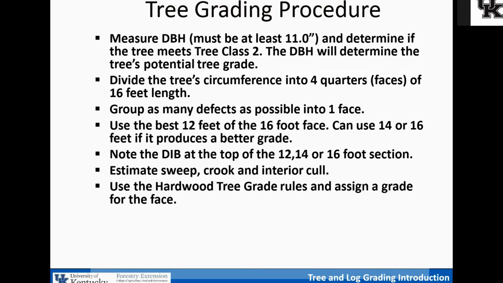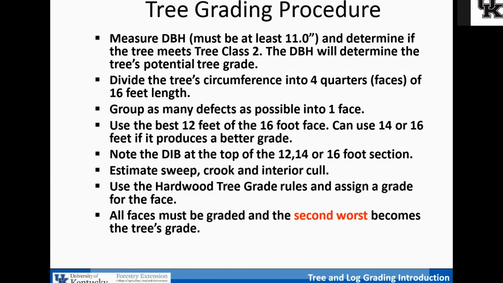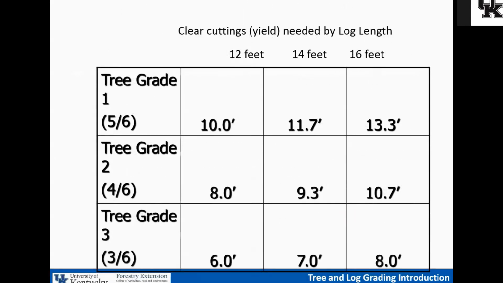You want to use hardwood tree grade rules and assign a grade for the face. All faces must be graded, and the second worst will become the tree's grade. So here, real simply, we've got the clear cuttings that we need to yield for each log length by tree grade 1 up here on the top. For a 12-foot log, you would need 10-foot clear, a 14-foot log, 11-foot 7 inches, 16-foot log, 13-foot 3 inches, and you can see that those yields will go down for tree grade 2 and tree grade 3.